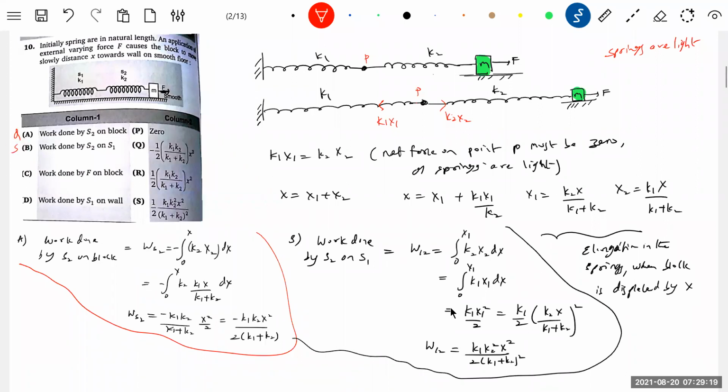Okay. Work done by S1 on the wall. This should be 0, no doubt, because the wall will not move. The spring force will act on the wall also, but the wall will not undergo displacement.